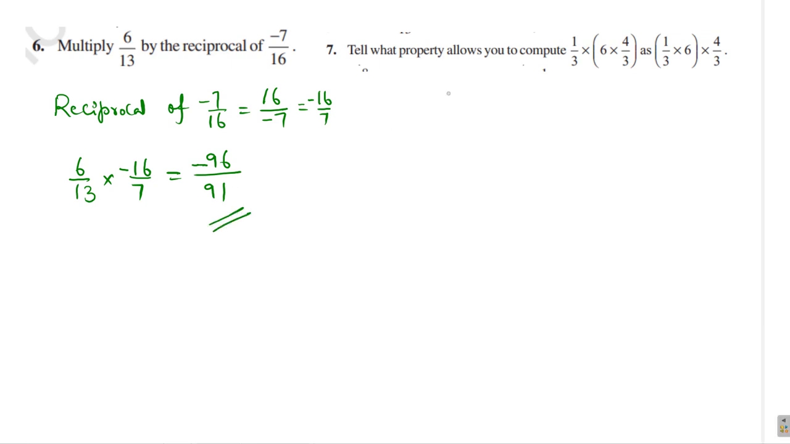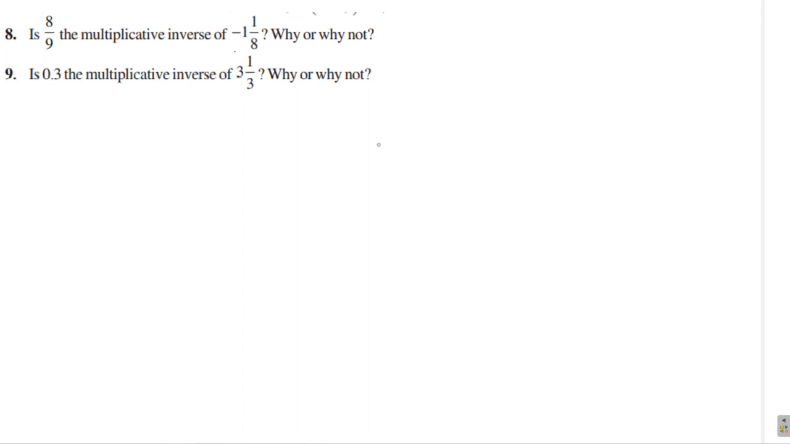Next, let us go to the 7th problem. Tell what property allows you to compute this one. 1 by 3 times 6 times 4 by 3 as 1 by 3 times 6 times 4 by 3. If you observe, this looks like A times B times C. This is equal to A times B times C. This is clearly associative property under multiplication. Let's go to the next problem. Let us see 8th problem.